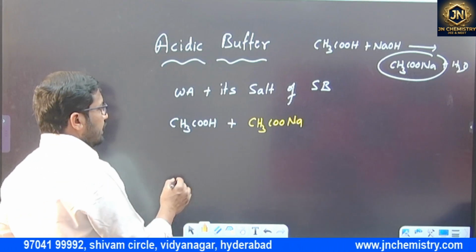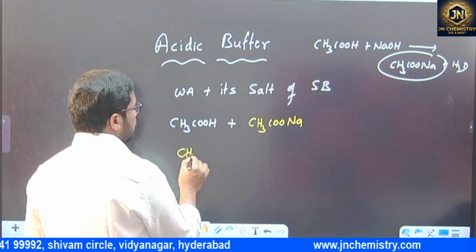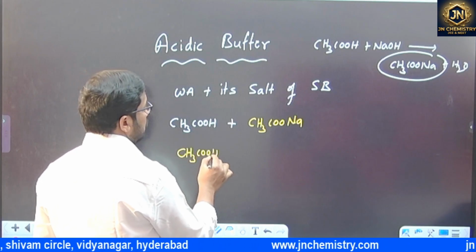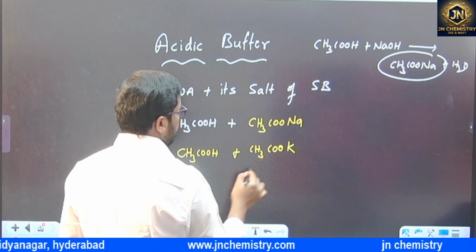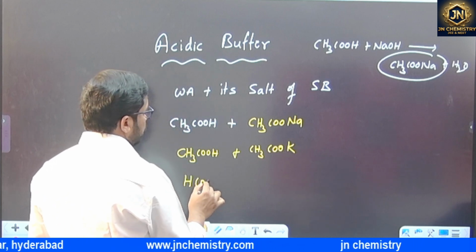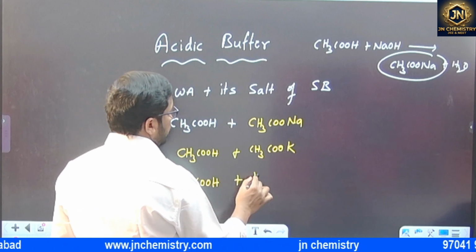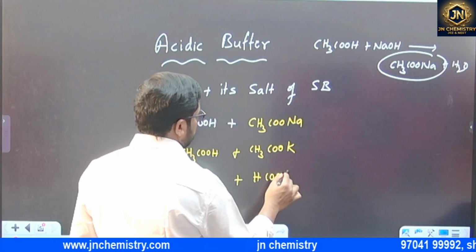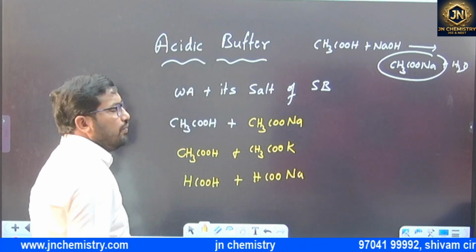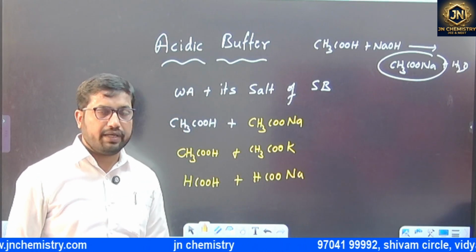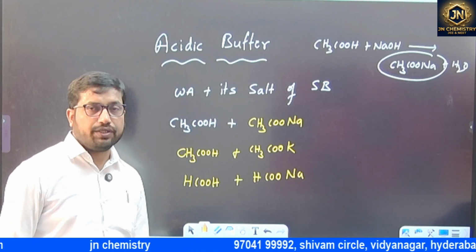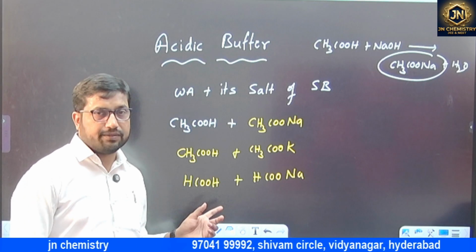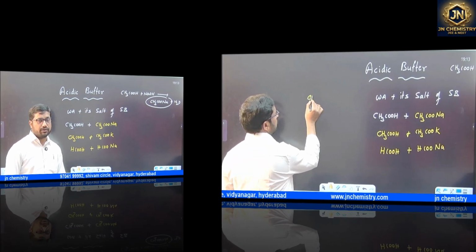So you can take examples: CH3COOH with CH3COOK, HCOOH with HCOONa. Like this we will get n number of combinations. So we need to identify, and here one complication is going to come. That I am going to explain right now. First write this example.